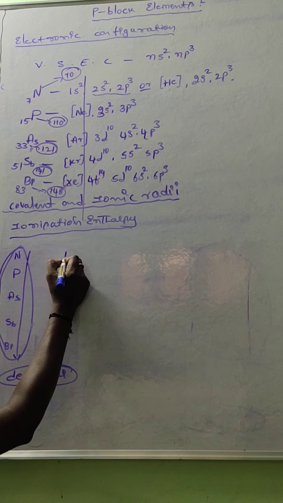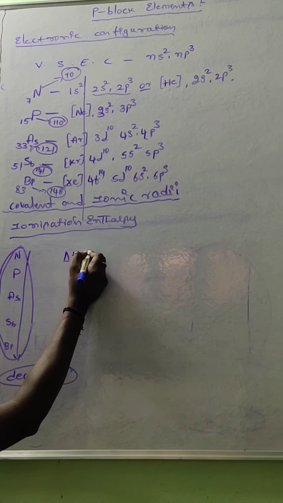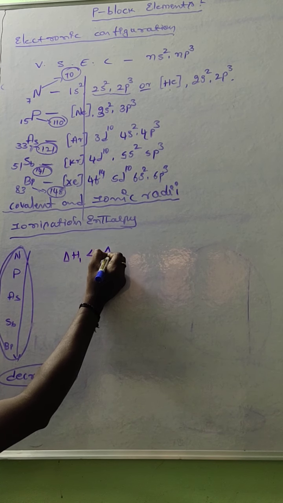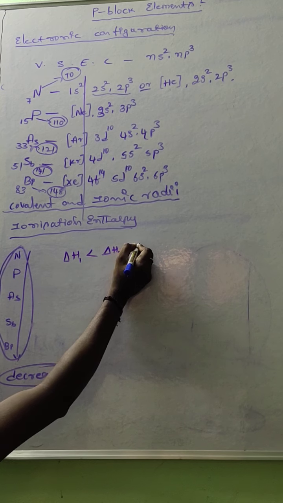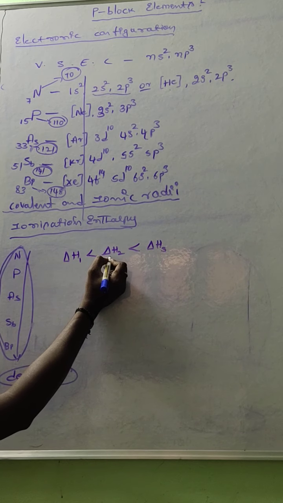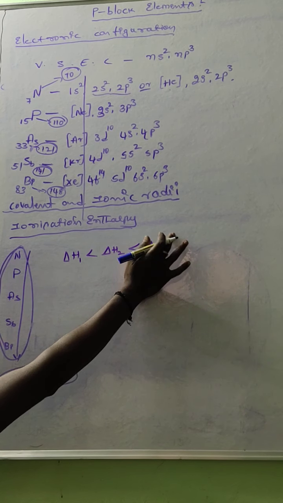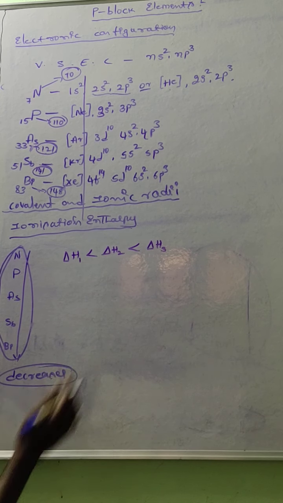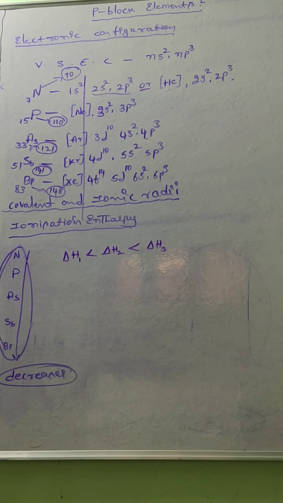So the first ionization enthalpy, indicated by delta H1, is lower than delta H2, which is lower than delta H3. This one is higher, this one is lower, because in the third ionization enthalpy the electrons are tightly held by the nucleus. In that situation, more energy is needed to remove the outer shell electron. That's why the third possesses higher ionization enthalpy than the second and the first. Suppose we consider the first ionization enthalpy of the successive elements.